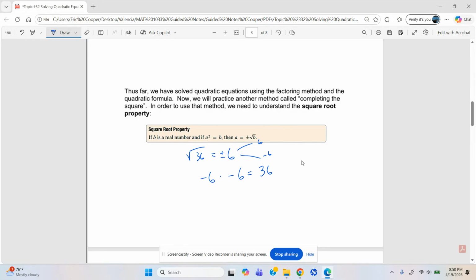We see that a lot when we did the quadratic formula. Whenever we did the quadratic formula, which was negative b plus or minus the square root of b squared minus 4ac, over 2a, we see that plus or minus there. That plus or minus is because we're taking this square root right here. So from now on, when we take a square root, we're going to assume that there could be both a positive and a negative answer.